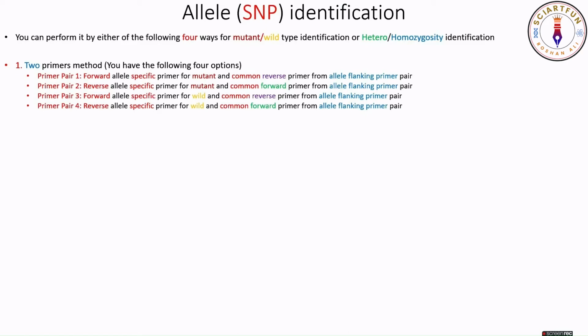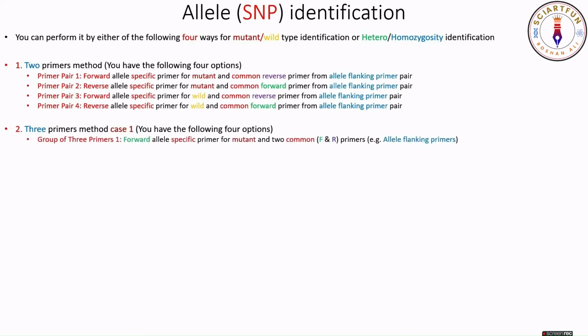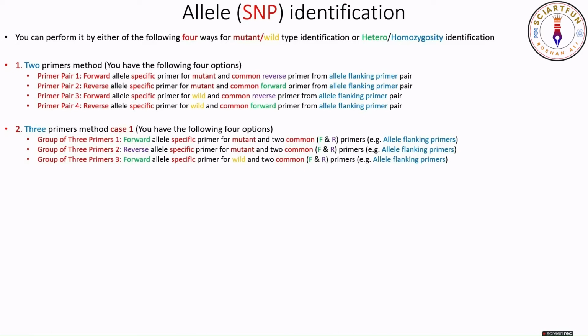In the 2 primers method, you saw that we selected only one of the primers from the allele flanking and one from the allele-specific primers. There is another method in which you use one allele-specific primer and both the allele flanking primers. This is called the 3 primers method case 1. You can use any of the following groups of 3 primers. Number 1. A forward allele-specific primer for mutant and both the flanking primers. Number 2. A reverse allele-specific primer for mutant and both the flanking primers. Number 3. A forward allele-specific primer for wild-type and both the flanking primers. And number 4. A reverse allele-specific primer for wild-type and both the flanking primers.